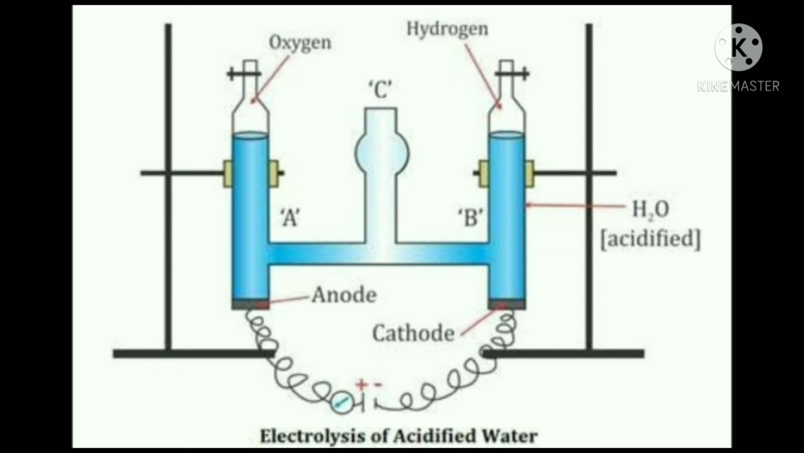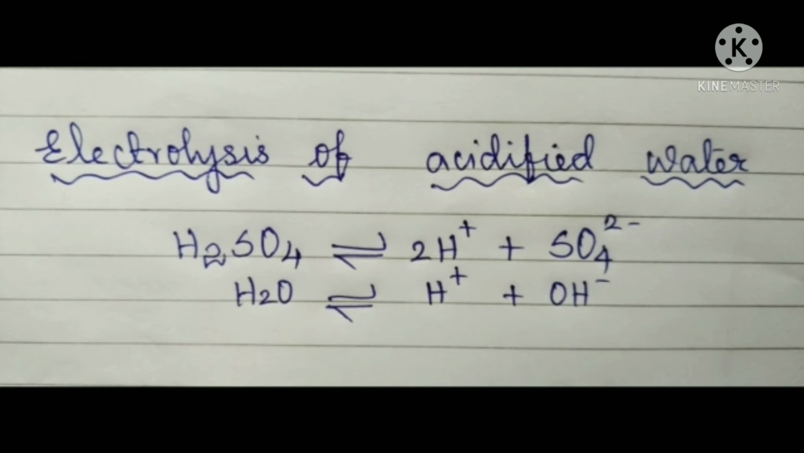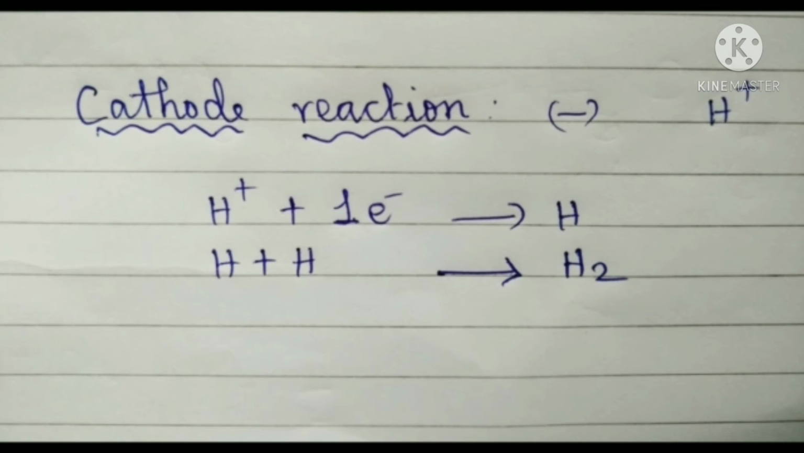So acidified water we have to take in this apparatus and connect with the circuit, anode, cathode. So if we close the circuit, the concerned ions will go to the concerned electrode. There are three ions, H plus, SO4 and OH minus. There is only one positive ion that migrate towards cathode and in the cathode the hydrogen gas is evolved. So your observation is pop sound when a burning splinter is brought near to the gas.